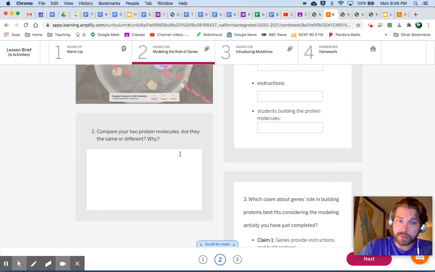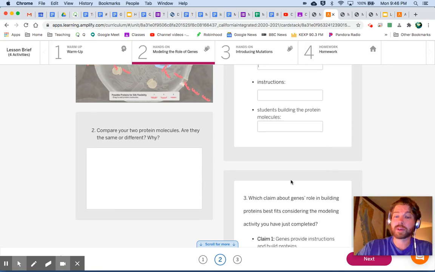So compare your two protein molecules. Are they the same? Are they different? Or why? Remember, you didn't actually get instructions, but you can make it up. The most important part is why. If they were the same, why were they the same? Because each person had the same instructions. If they were different, why were they different? Each person had different instructions for the proteins.